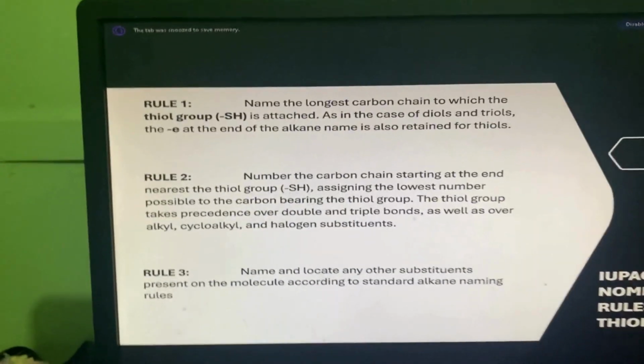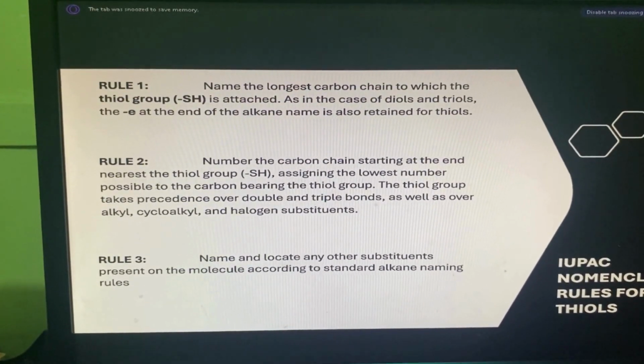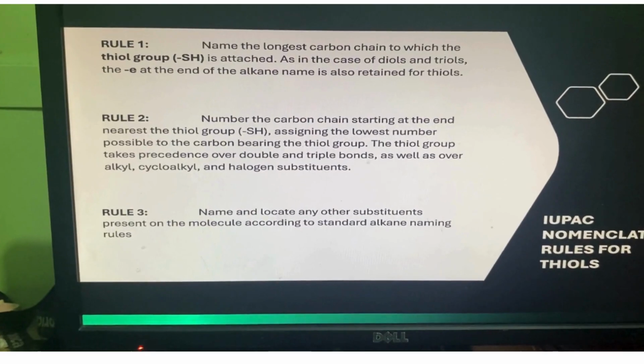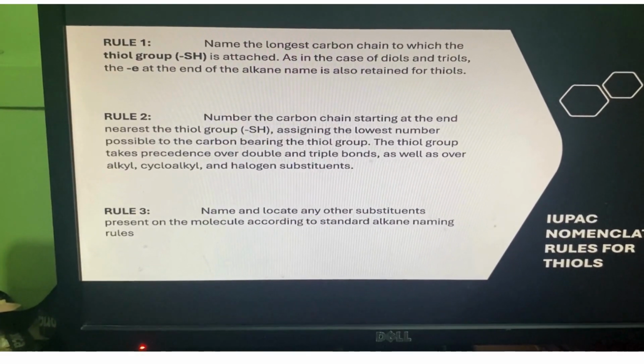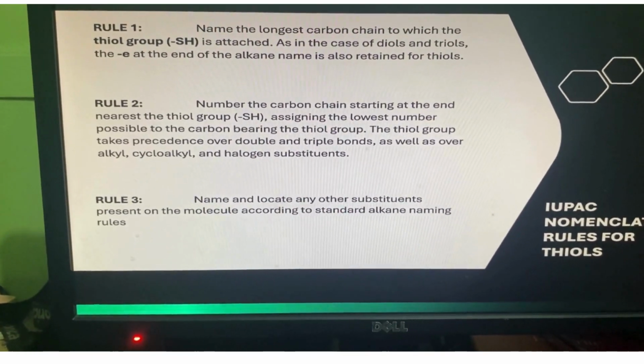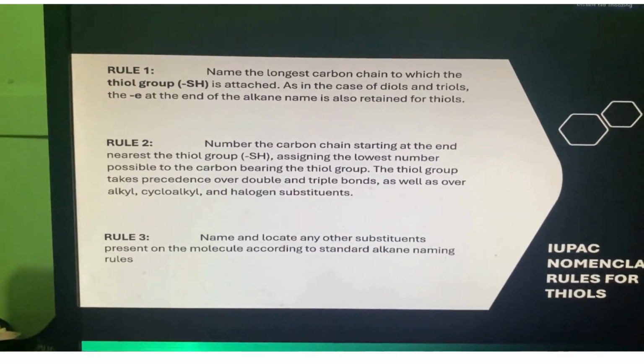Rule number 1. Name the longest carbon chain to which the thiol group SH is attached. As in the case of diols and triols, the E at the end of the alkane name is also retained for thiols. Rule number 2. Number the carbon chain starting at the end nearest the thiol group SH, assigning the lowest number possible to the carbon bearing the thiol group. The thiol group takes precedence over double and triple bonds as well as over alkyl, cycloalkyl, and halogen substituents.